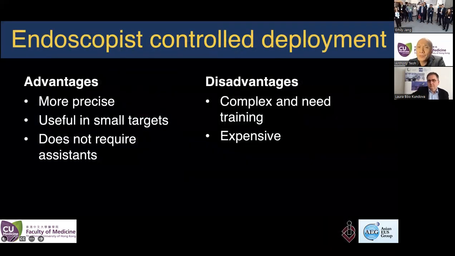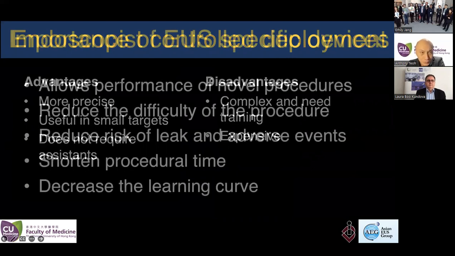So with the endoscopist-controlled system, there are a few advantages. We can be very precise, especially in very tight areas of small organs. You can do the entire procedure by yourself. So for example, if you're in an unusual environment or in the ICU where no one is used to assisting you, you can do everything by yourself. But of course, these deployment systems need training and may potentially be more expensive.